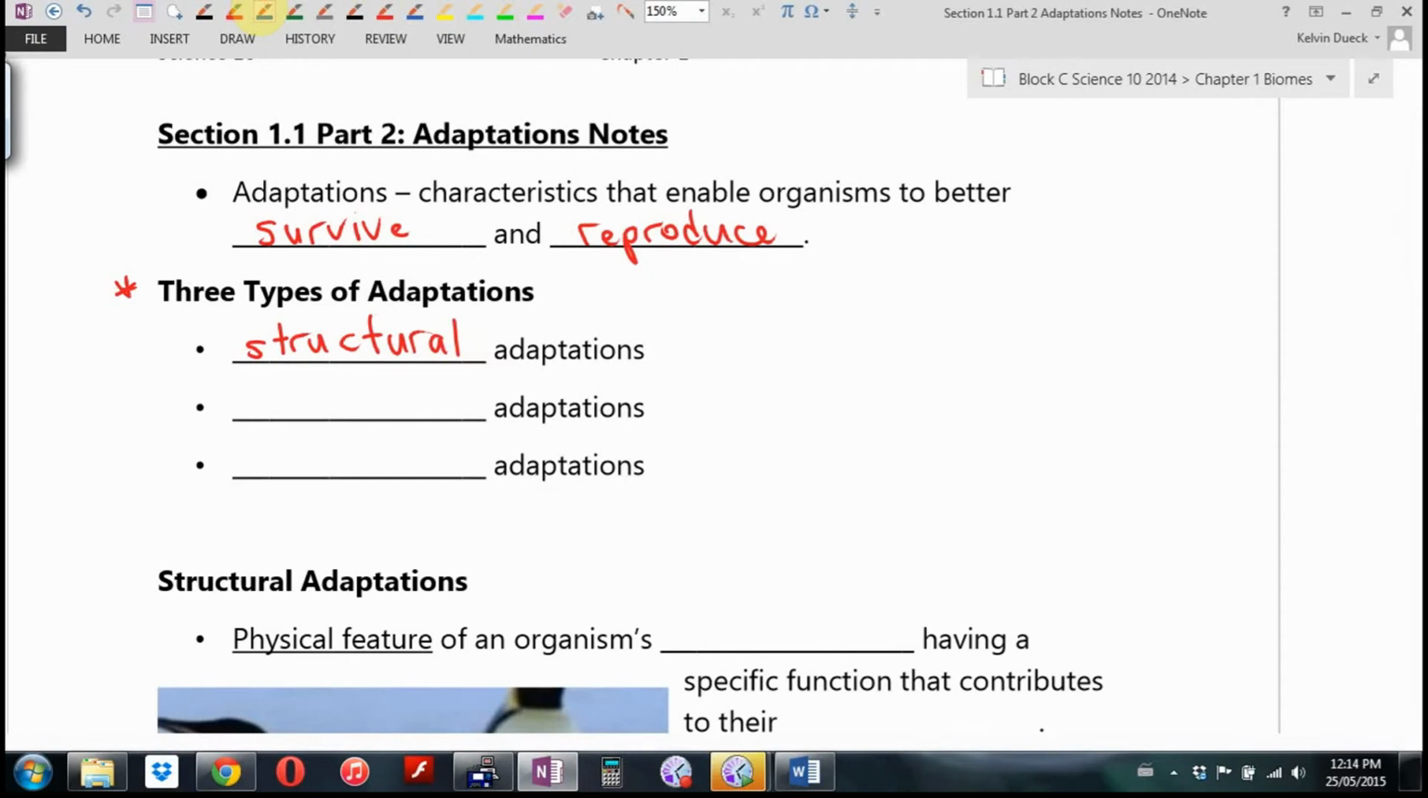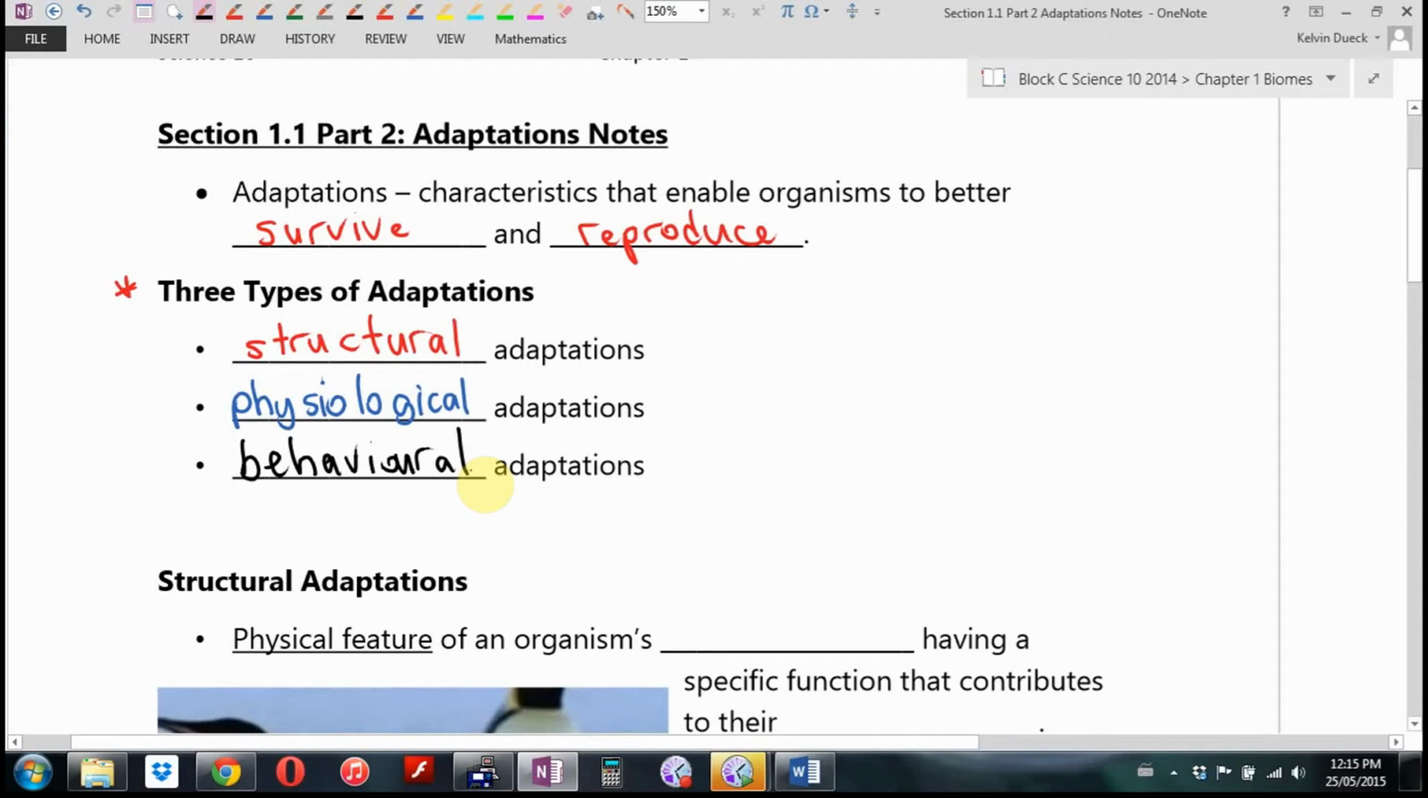Mr. Dueck, does that come from the word structure? Yeah. Will that help me remember what it means? Yeah, and we'll talk about what it means in a second. There are physiological. And there are behavioral adaptations. I think all of you know what the word behave means. So behavioral, that's when an animal changes how it acts, how it behaves. Structural and physiological, unfortunately, kind of in my mind almost mean the same thing. They don't, so I'll try and give you ways to keep them straight.